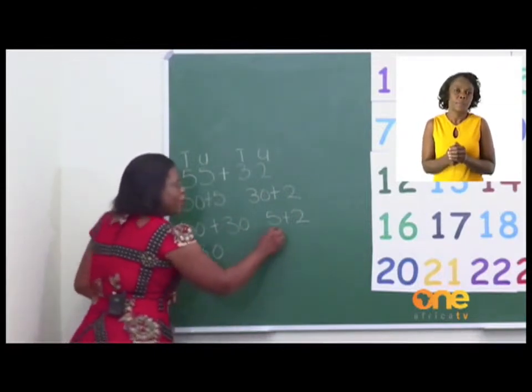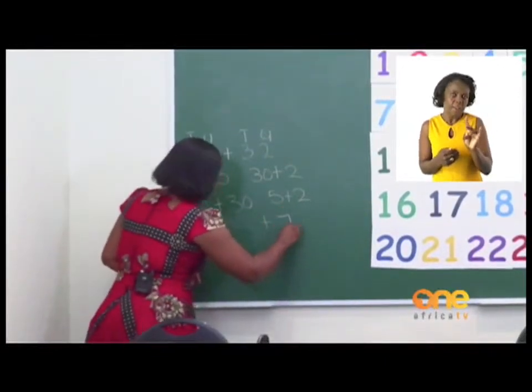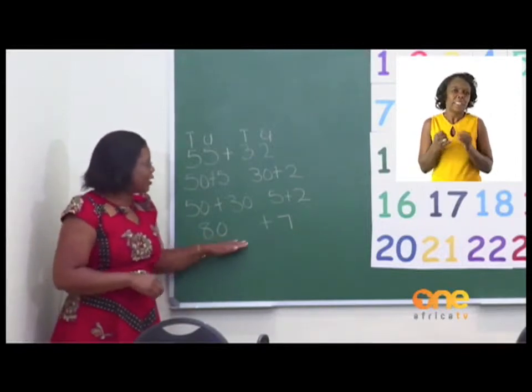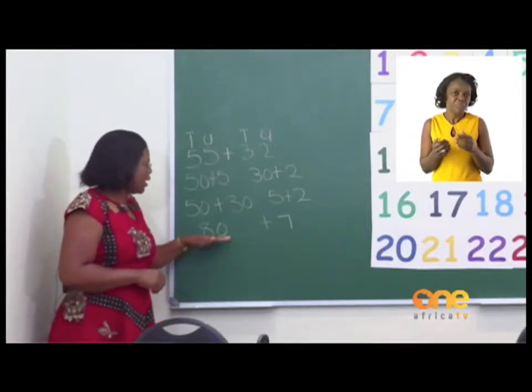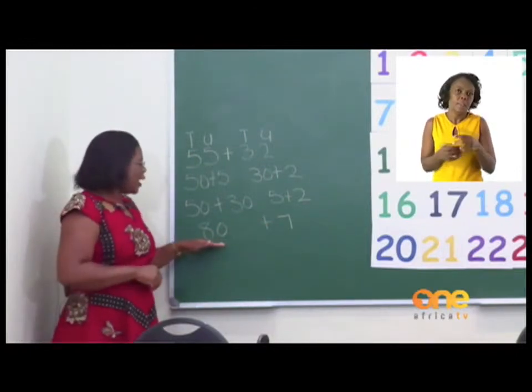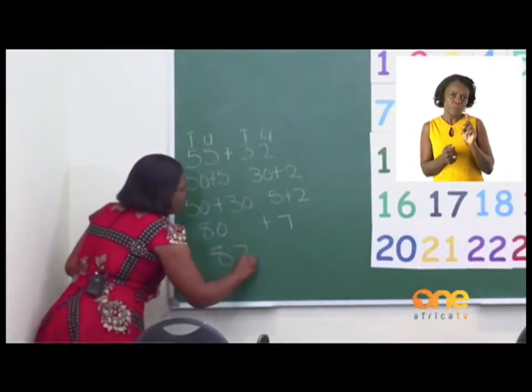And then 5 plus 2. These are units, remember? So, plus 7. Now, what is our final answer? Now, it's very easy when it reaches here because it's just to say 80 plus 7 is equal to 87. So our answer will be 87.